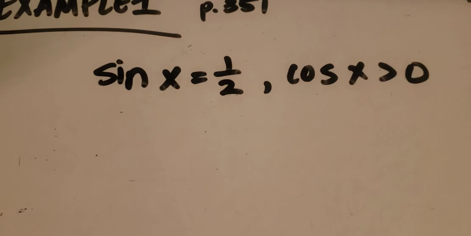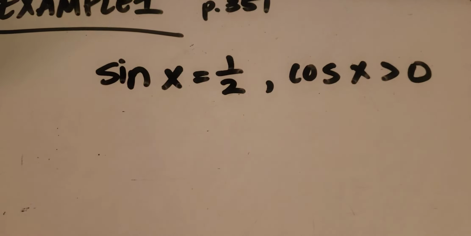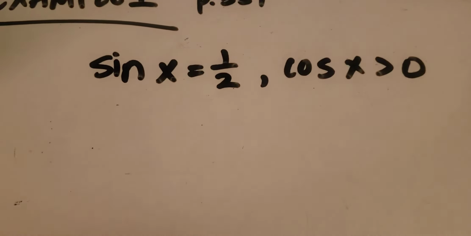All right, so let me read you the directions. They want you to use the values of sine of x equals 1/2 and cosine of x that's greater than 0 to find the values of all 6 trigonometric functions, okay? So just before we get started, I'm just going to show you how I'm going to use my unit circle, okay?